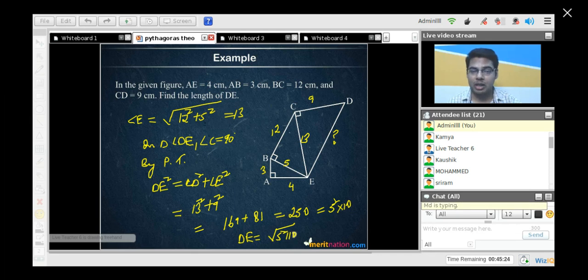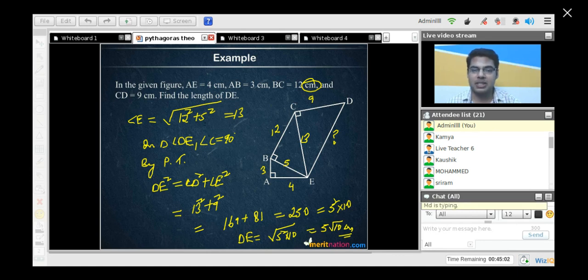Right? Now we can take 5 outside the root. So 5 root 10, and the unit is going to be centimeter, because it is given that these all are in centimeter. So we have to again look up at the units as well, because units are also important. Yes friends? Now anyone having any doubt in understanding this?